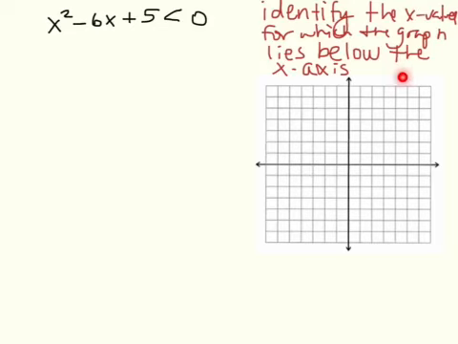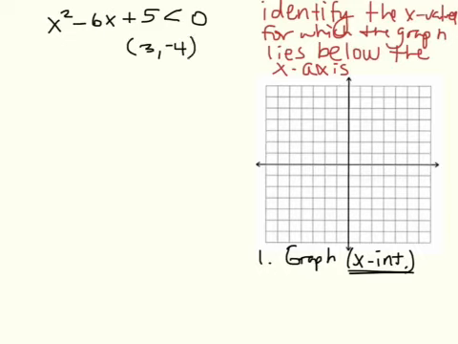In order to do that, you're going to want to graph, because we need the x-intercepts. As of right now, we haven't gone over how else to find the x-intercepts. Once we find them algebraically, you wouldn't have to graph it per se, but we do need to find those x-intercepts. So I know that this vertex is at (3, -4) because of the way that we've learned it already.